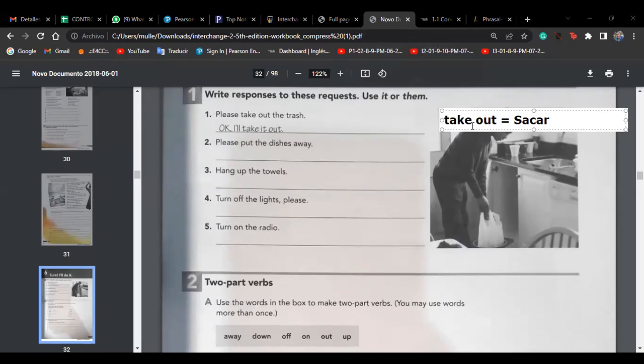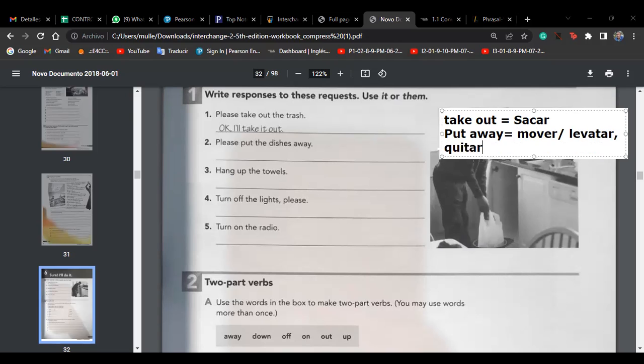If I ask you, please put the dishes away, what would be the meaning of put away? Aleja. Levanta away. Los platos. Yes, move them. So remember, you can say quitar, or if you want to put it like that, levantar. If I say hang up the towel, colgar. Yes, that will be colgar. That is the meaning. Hang up means colgar.